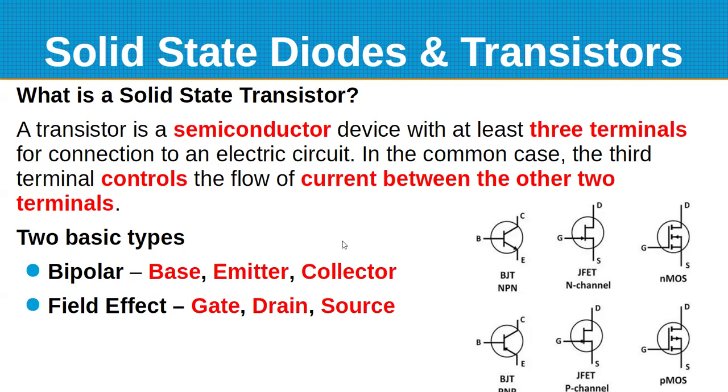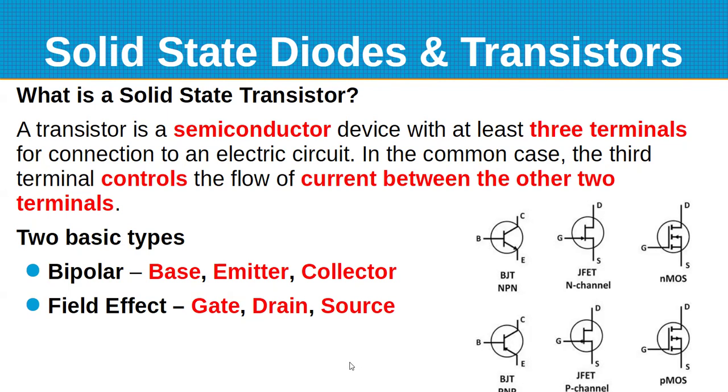The main thing that you need to remember on the transistors, they're all three terminals. The controlling terminal, either the base or the gate, controls the flow of current between the other two terminals. And in bipolar, we labeled them base, emitter, collector. And for field effect, regardless of the type, they're gate, drain, and source. Any questions on those?